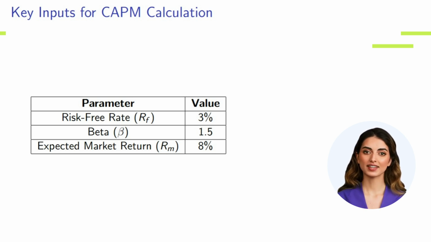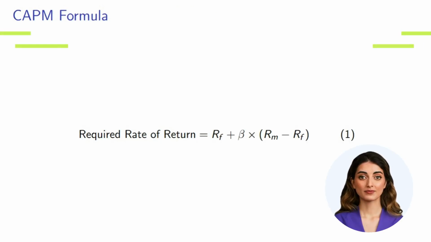Now here's how we calculate the required rate of return using CAPM. The formula goes like this. The required rate of return equals the risk-free rate, plus the beta multiplied by the difference between the expected market return and the risk-free rate.